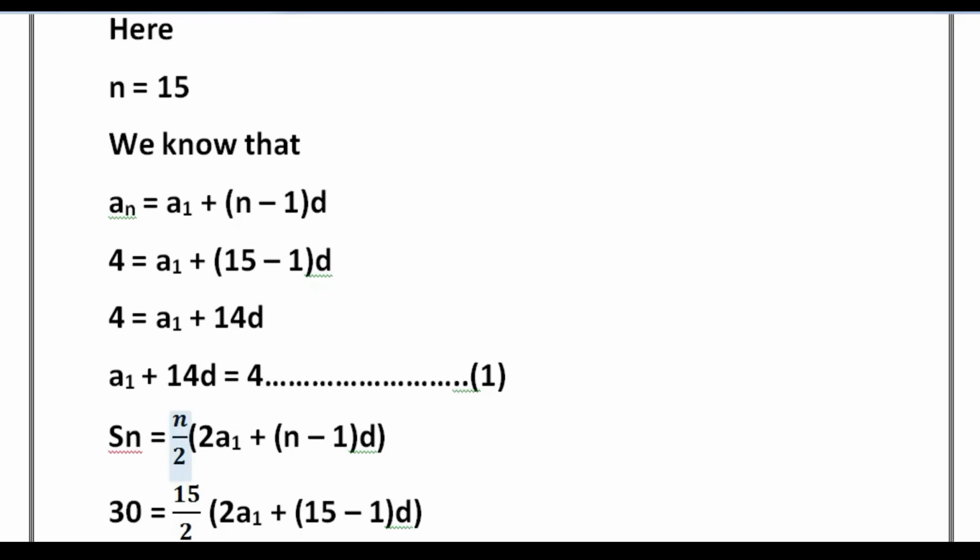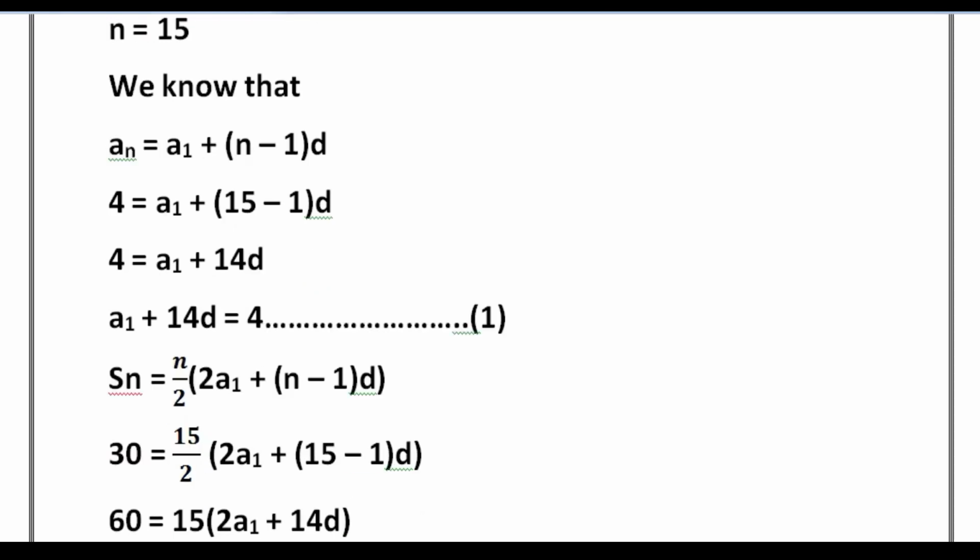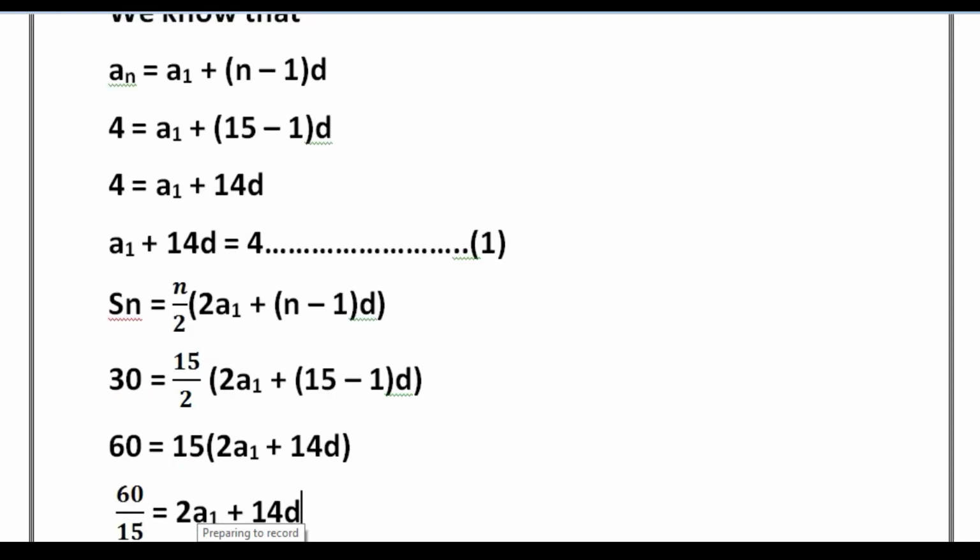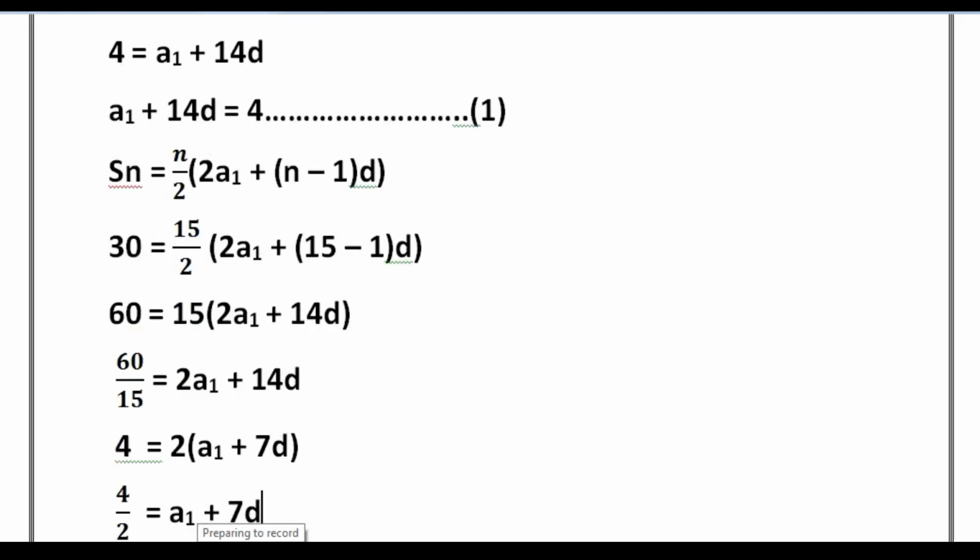Next formula, Sn is equal to n divided by 2 into (2a1 plus (n minus 1) into d). So Sn is equal to 30. So 30 is equal to 15 divided by 2 into (2a1 plus (15 minus 1) into d), so 2 times 60, 2a1 plus 14d. So next, dividing by 15 on both sides, 60 divided by 15 is equal to 2a1 plus 14d.